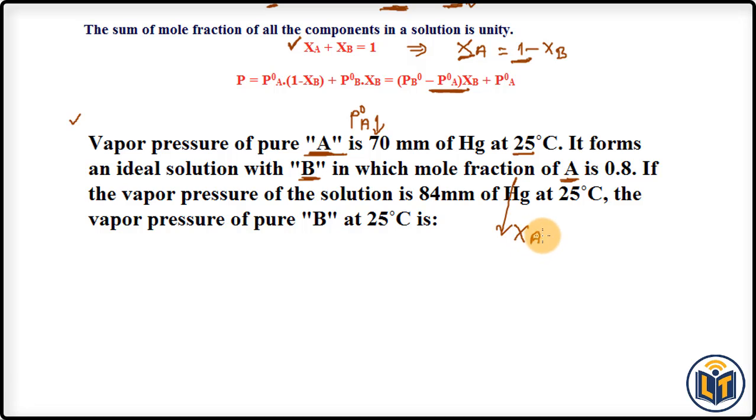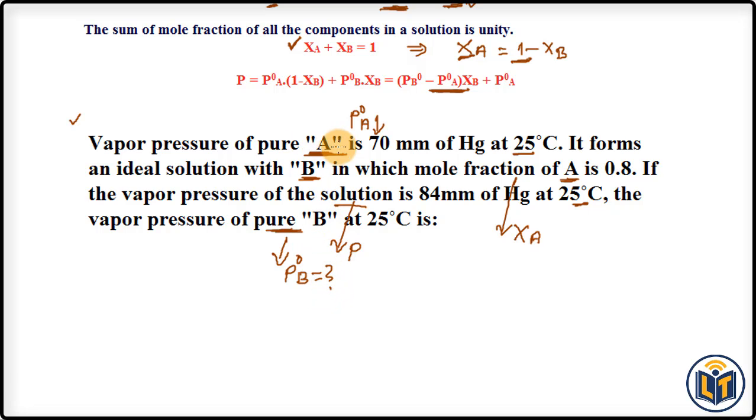From this we get XA, the mole fraction of component A. The vapor pressure of the solution is 84 mm of Hg, so here we get P, the vapor pressure of the solution at 25 degrees C. The question asks for the vapor pressure of the pure component B, that is, P naught B. This is what we have to calculate.